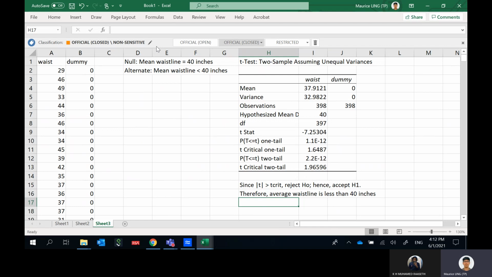Correct. Then reject the null hypothesis. Yeah, correct.